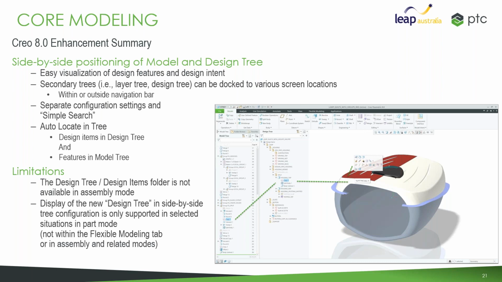And then we've got auto location across selections. So if I select something on the screen, it'll highlight in both of those trees so I can understand where things are at and how they're related to each other. Okay, so the design tree is new. As it says, there's a couple of limitations. It's not available in assembly mode. At the moment, it's in part mode only. And in certain part areas, it'll disappear, things like flexible modeling where it's not really relevant or useful.